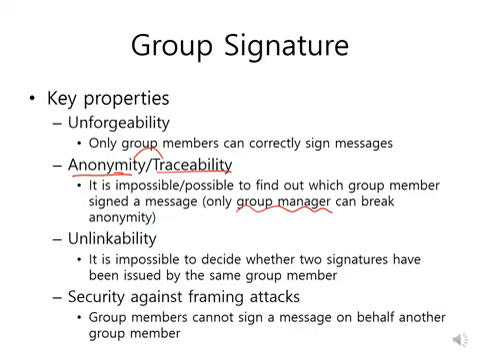And the final one is security against the framing attack. It means group members cannot sign a message on behalf of another group member. So these are the key properties provided by the group signatures. And if you are interested, you can see the paper.